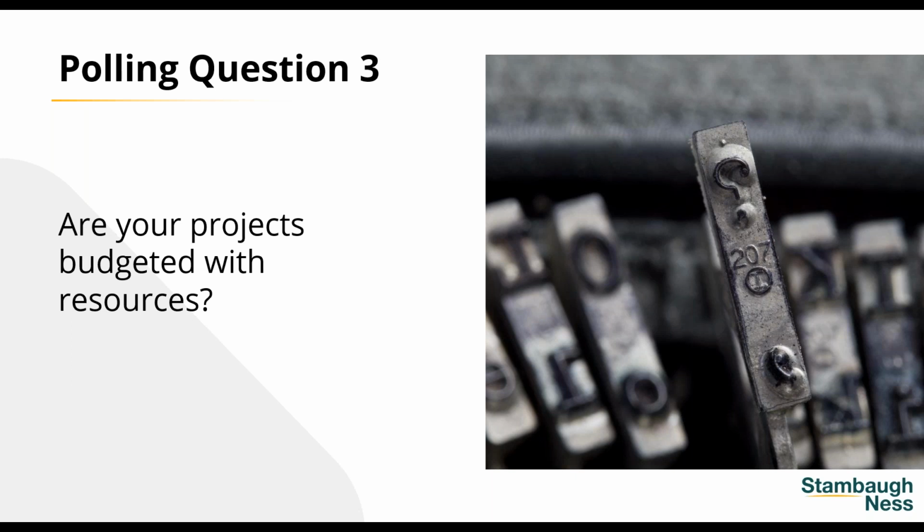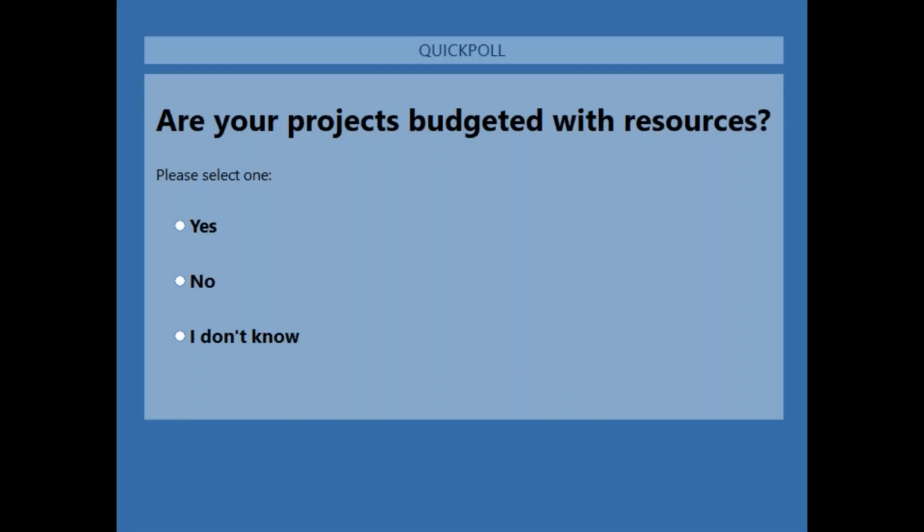So our third and final polling question: are your projects budgeted with resources? And when we say resources, we mean, are you setting up your budgets in your Project Command Center with the purple resource rows that would list employees, labor and employees, consultant budgets, expense budgets if you have considerable expense budgets? That's what we mean by this question.